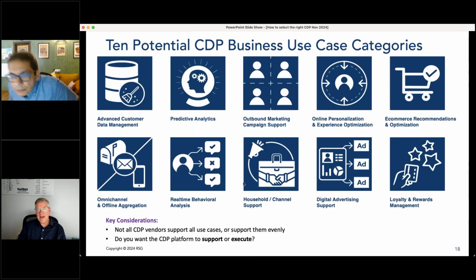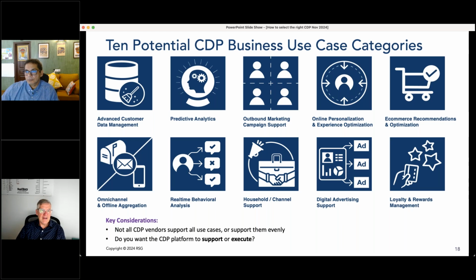Having said that, you want to select a CDP the same way that we evaluate CDPs, and that is to do use case or scenario based. In other words, what's really important to you? And it's an interesting measure of the sweep of the CDP landscape that among CDP vendors, you might find as many as 10 different use cases that they're trying to solve for. In some cases by providing the data support, in other cases by actually fulfilling the entire use case.